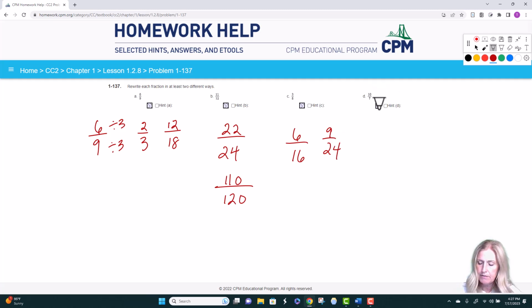Okay, 10/7. How about multiply the top and bottom by 10, multiply the top and bottom by 2. Okay, I didn't get very creative with that, but you guys get the point. As long as what you're doing to the top, you're doing the same thing to the bottom, there are a million different options.